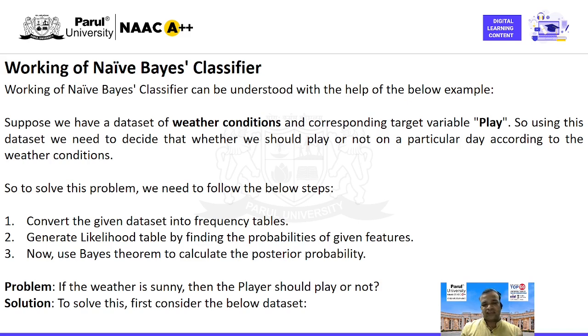To solve this problem, we need to follow these steps. First, convert the given data set into a frequency table. Here we are discussing how the Naive Bayes classification model works. Second, generate a likelihood table by finding the probabilities of the given features. And third, use Bayes theorem to calculate the posterior probability.